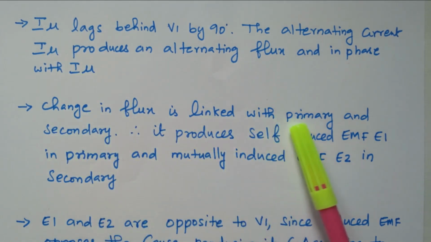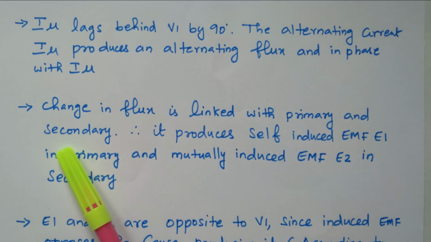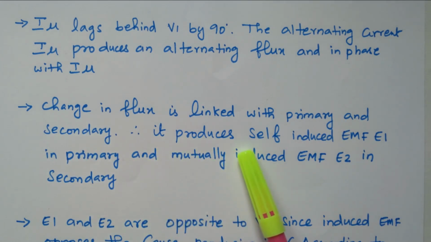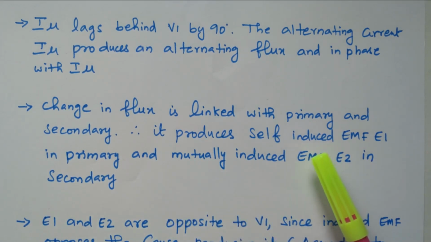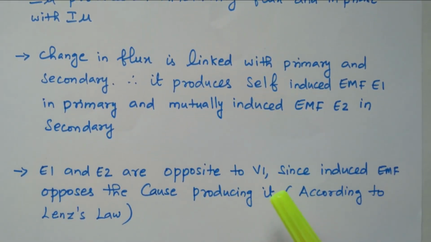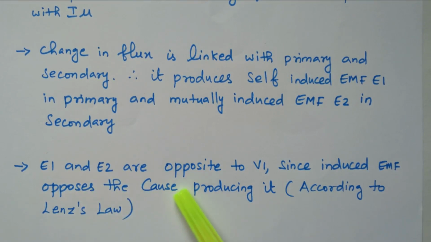The change in flux links with the primary and secondary winding. Due to rate of change of flux in the primary and secondary winding, it produces self induced EMF E1 in the primary winding and mutually induced EMF E2 in the secondary winding. This E1 and E2 are opposite to the applied voltage, because induced EMF opposes the cause producing it, that is based on Lenz's law.